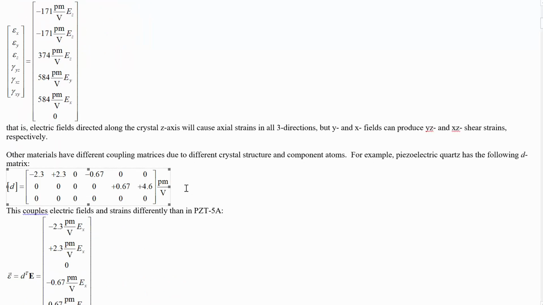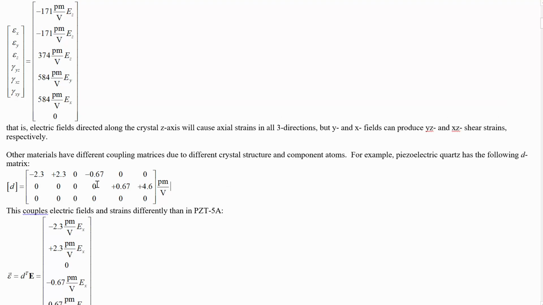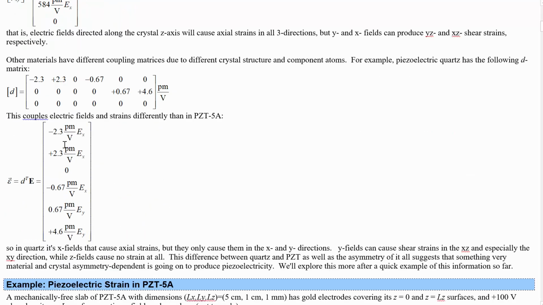So that's specific to PZT5A, but other materials with different piezoelectric coupling coefficients will couple different fields to different strains. So for instance, single crystal alpha quartz, that's the famously piezoelectric kind that's used in watches and all kinds of things for timekeeping. Alpha quartz has this D matrix, and if you take the transpose of this and then multiply it out by the arbitrary electric field vector that we've got here, you find that the strain is negative 2.3 EX, 2.3 picometers per volt EX in the X direction. We've got Y-directed strain, which is positive 2.3 of that same thing. And we've got no Z-directed strain.